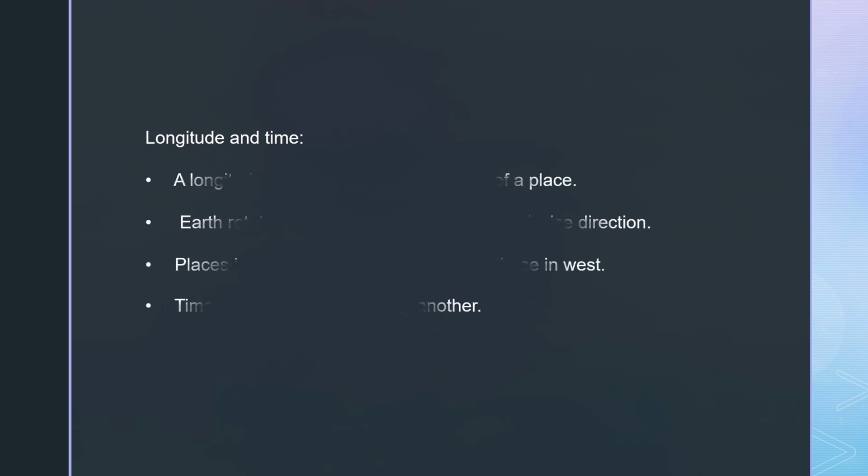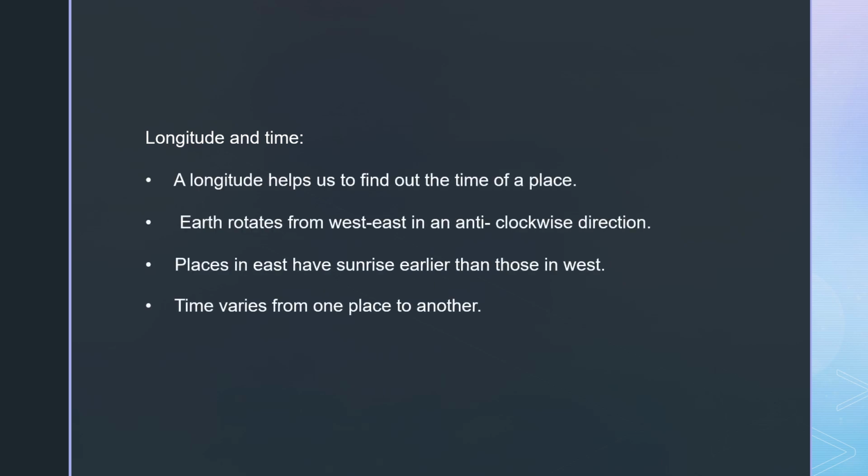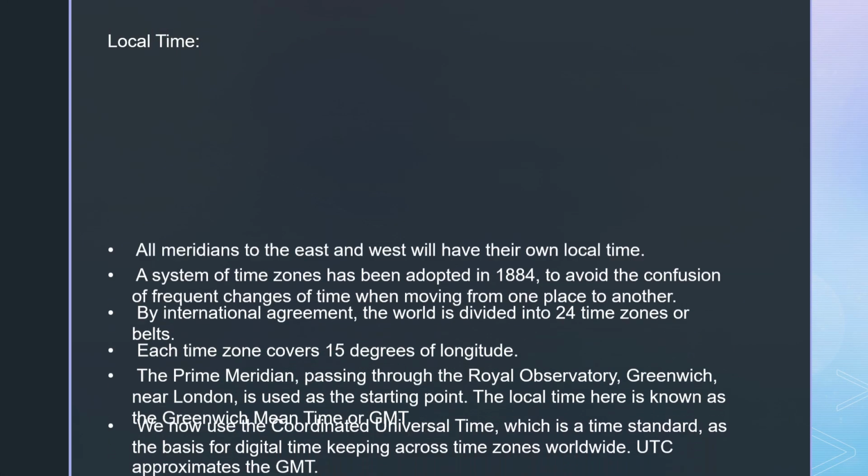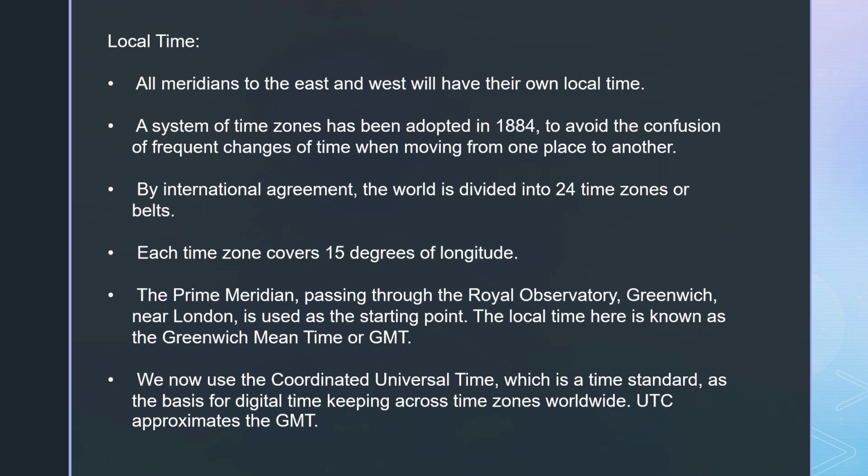Longitude and time. Longitude helps us to find out the time of a place. Earth rotates from west to east in an anti-clockwise direction. Places in the east have sunrise earlier than those in the west. Time varies from one place to another. Local time. All meridians to the east and west will have their own local time.